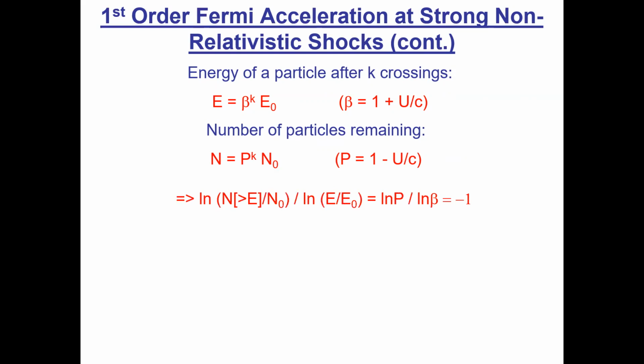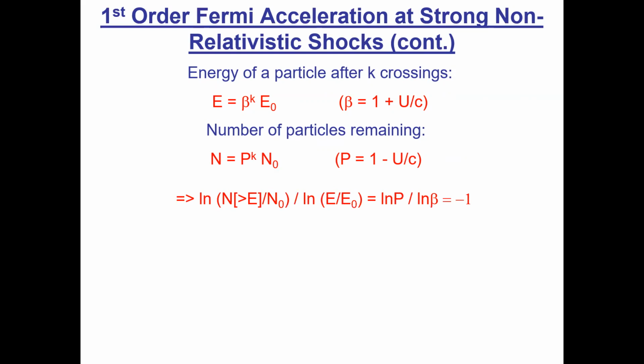Then we can just take the logarithms there. For the ratio, we take the second equation. That logarithm, of course, gives you k times ln p. The denominator gives you k times ln beta. The k's will cancel out. So the ratio gives you just ln p over ln beta.